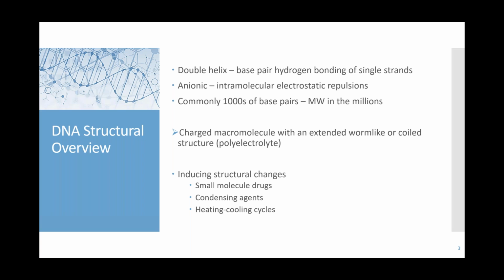There are various ways to do this. One of these, and this is the first one that we thought we would explore, and I'll explain how that didn't quite go to plan, is the introduction of small molecule drugs that can interact at various positions along the backbone of the DNA. Another is what is referred to as a condensing agent. These are often used to drop the viscosity by changing the structure of the DNA, and we'll go over what that means. And then there are heating and cooling cycles that will change the nature of the DNA.